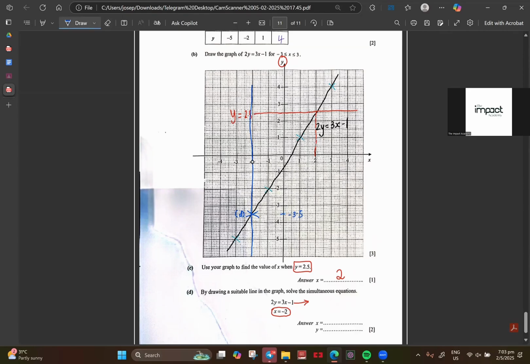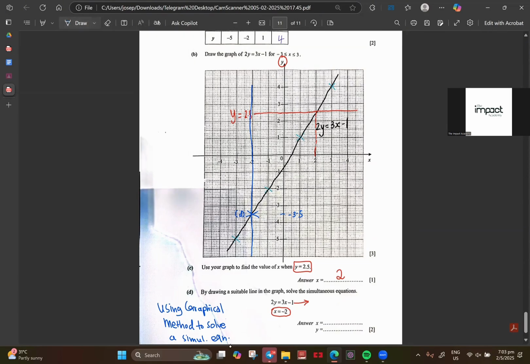Don't you think that this is about using the graphical method to solve simultaneous equations? Can you write that down as well? So at least you know what you're doing, okay? Using the graphical method to solve a simultaneous equation. Am I making sense or not making sense? Okay, all right. So then from here itself, what is going to happen?